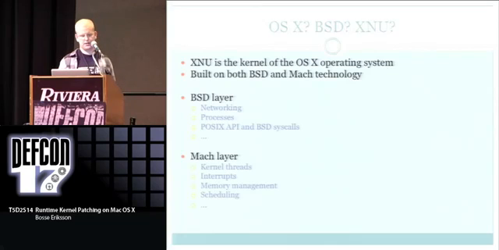A short intro on OS X and the XNU kernel. The XNU kernel is the kernel of the OS X operating system, and it's built on both BSD and Mach technology. Mach is the microkernel which runs at the bottom of the OS, and you also have a BSD layer, and they're responsible for different things. This is very abstracted, but the BSD layer is responsible for networking, processes, the POSIX API, and the BSD syscalls. So you can do basically any POSIX stuff on OS X without touching the Mach layer at all. The Mach layer handles kernel threads, interrupts, memory management, scheduling, and so forth. We don't have time to dig into this, but that's the basics.